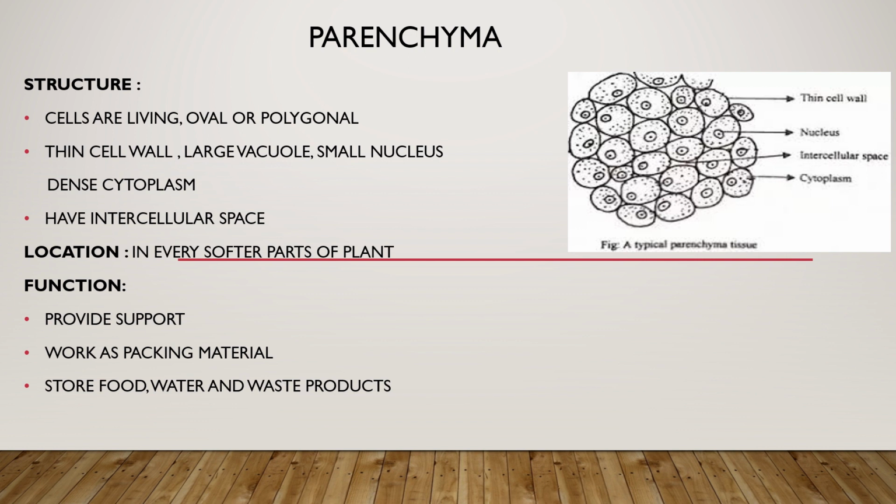So the plants are also producing waste products. Actually, they are in the form of gums or resins. In that form, they are producing their waste products. So they are stored in the parenchyma tissues.